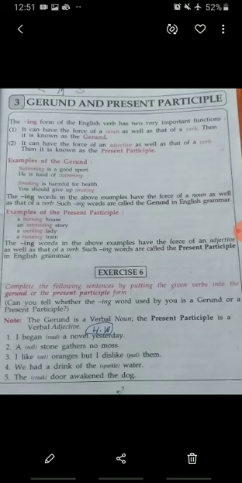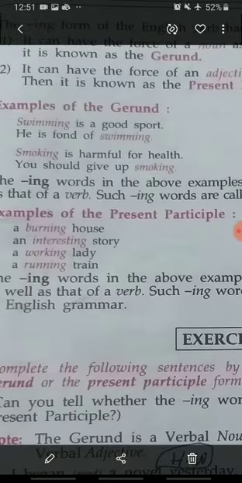Examples of gerund: Swimming is a good sport. He is fond of swimming. Smoking is harmful for health. You should give up smoking. What is harmful for health? Smoking is harmful for health. It answers the question what, and it also acts as the subject of the sentence. It works as a noun. So it is a gerund.